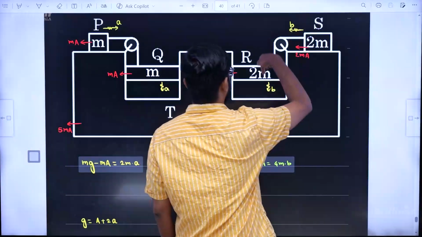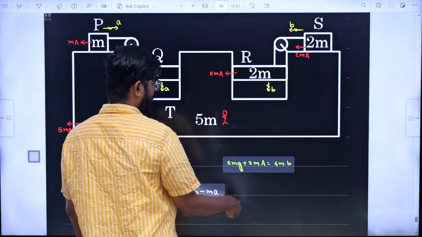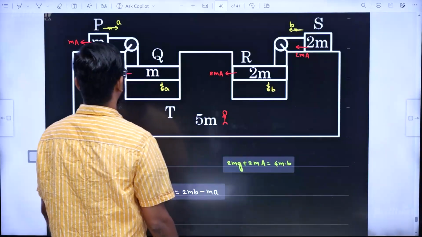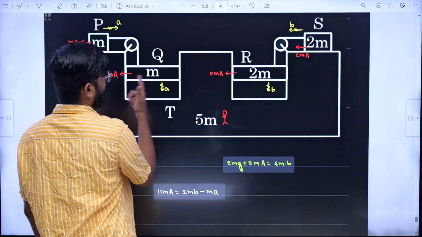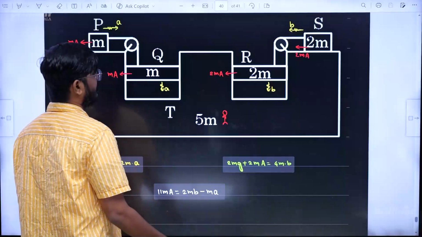Similarly, if I want to write for this, 2mg, 2ma, both are aiding each other, that equals total mass times acceleration. But you can see I already brought capital A, small a and capital B into the picture. So I need to write one more equation.